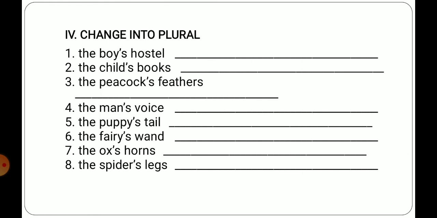Ox, the plural is oxen. So after converting it into oxen, use the apostrophe rule. Spider, plural is spiders. You will put S and then use the apostrophe rule. So based on the 3 and 1 non-living rule, that is 4 rules that you have learnt, based on all those 4 rules, we have to complete these exercises.